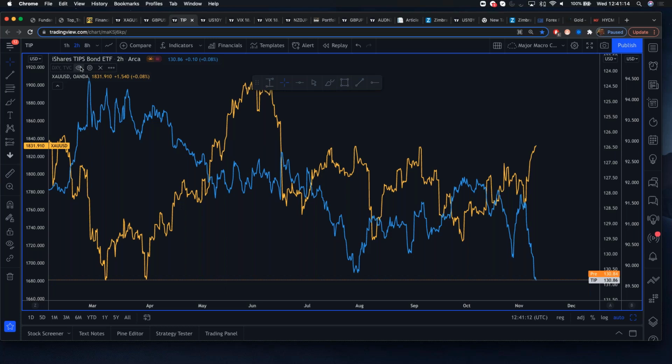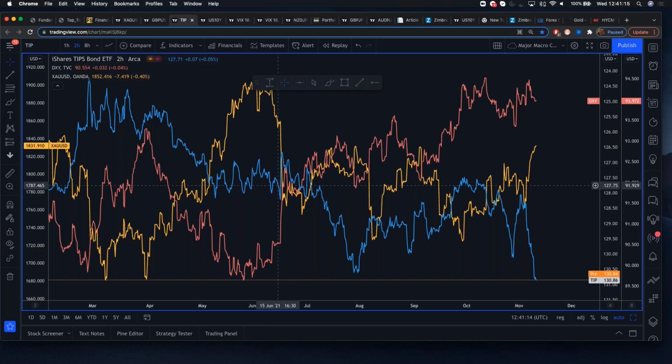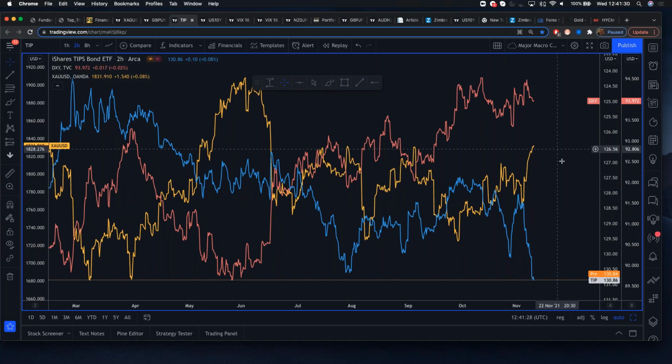Now, when you put the dollar on top of this, you see that when real yields and the dollar are falling together, gold lifts higher. When real yields are falling but the dollar's moving higher, you see gold is more sideways. So if we have the dollar moving lower as real yields are moving lower, expect gold to surge, break higher.